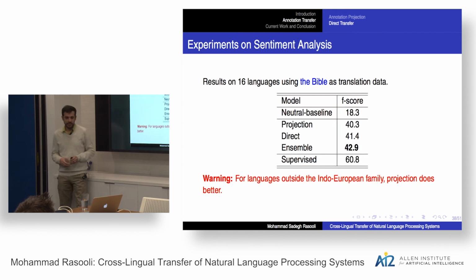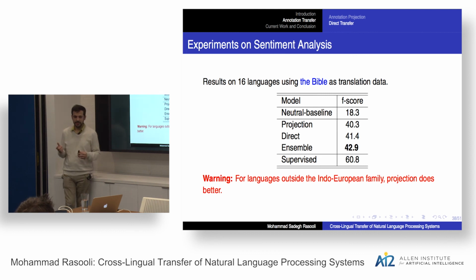Here I show the results on the Bible data for 16 languages, except for Persian, it's all Twitter data, and you know what Twitter data is. If I just pick the neutral baseline, it's a three-way sentiment analysis, meaning I have positive, neutral, and negative. I get 18 macro average, while projection gives us 40. The direct transfer model with all these fancy things gives us 41.